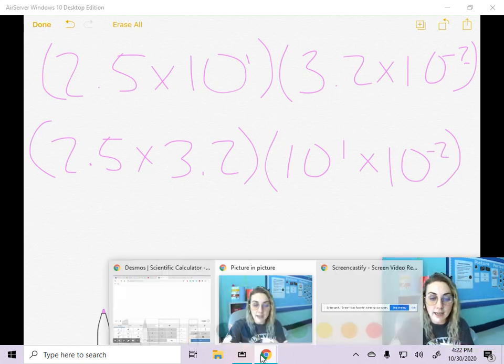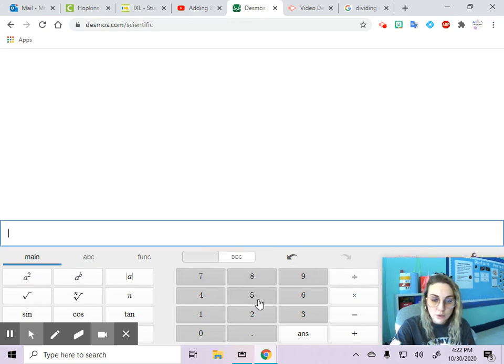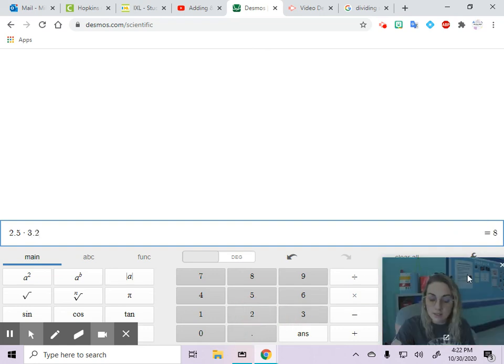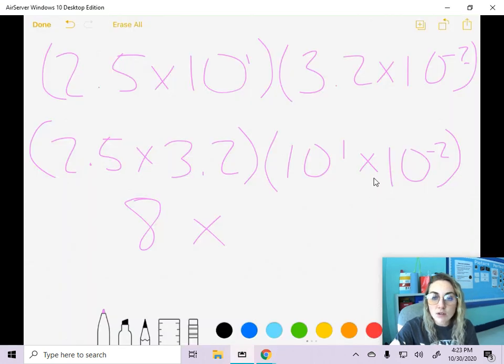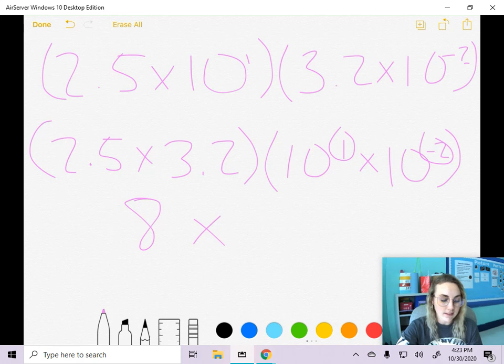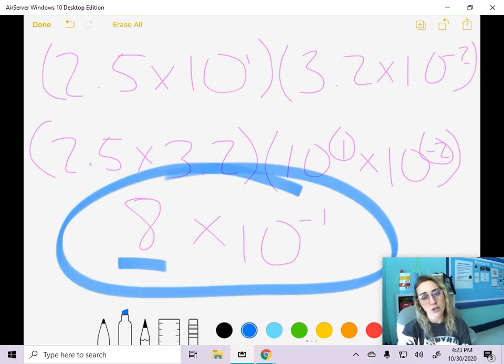Again, you can go back to your calculator and just do this. We have 2 and 5/10 multiplied by 3 and 2/10. That's going to be 8, so that's going to be our first part. And then again, you just have to add these exponents. 1 plus negative 2 will give us an exponent of negative 1. Guys, this is proper scientific notation because 8 is in between 1 and 10, and therefore this is your answer.